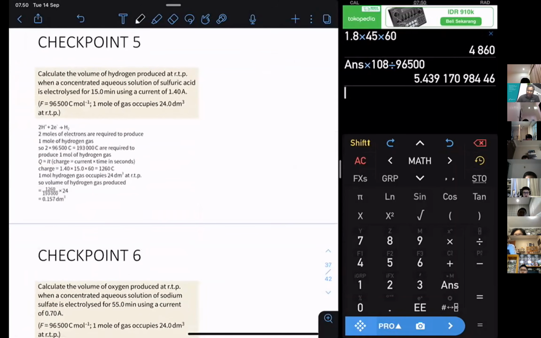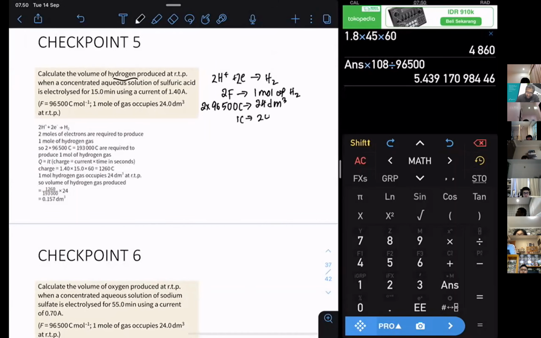So you see, like this example, they say calculate the volume of hydrogen. So it's going to be H plus plus electron to give you hydrogen. So this one 2. So I have 2 Faraday for 1 mole of hydrogen, because we are talking about hydrogen gas. And 1 mole of hydrogen gas is 24 dm cube. Then 1 Faraday is this one times 96500 coulombs. So if I want 1 coulomb, it's going to be 24 divided by 2 times 96500.